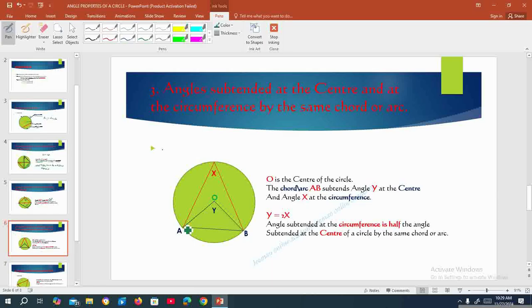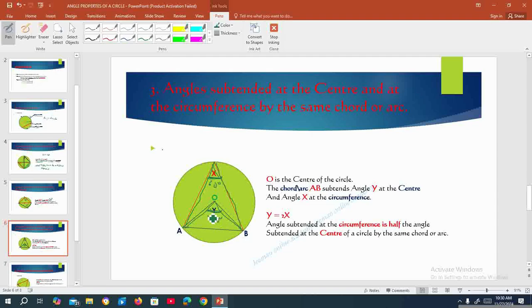So this arc or this chord AB is making this angle Y at the center, and also making this angle X at the circumference. If you measure these two angles, this angle will be half of this. So for instance, if this angle is 120 degrees, you realize this will be roughly around 60 degrees if you try this practically. So you say that the angle that is made at the circumference is half the angle that is made at the center by the same arc.